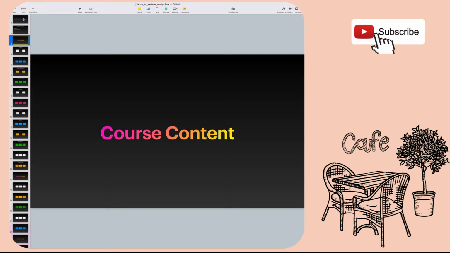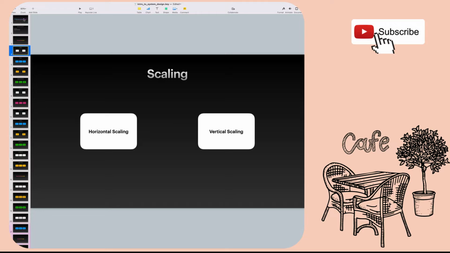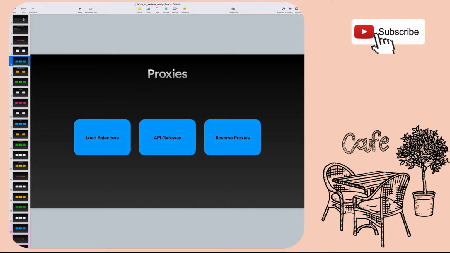So at first, let's take a look at some of the theoretical system design concepts that we're going to talk about. We're going to start with the basic scaling topic. So what is horizontal scaling, what's vertical scaling, and when do you need which one? We're also going to talk about different proxies like load balancer, API gateway, and reverse proxy. Each and every one of them have different use cases and benefits, so we're going to go into the details from a theoretical point of view.